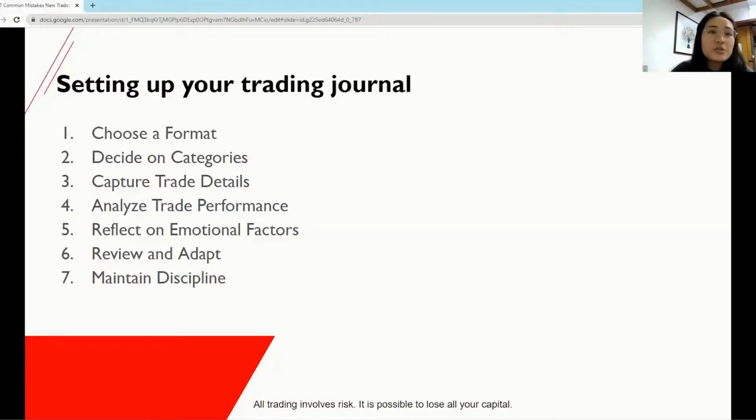Okay, fourth, analyze trade performance. That's pretty self-explanatory. So you basically just look for patterns, trends, and areas for improvement, and reflect on any winning, successful trades or any losses. Okay, reflect on emotional factors, review and adapt.